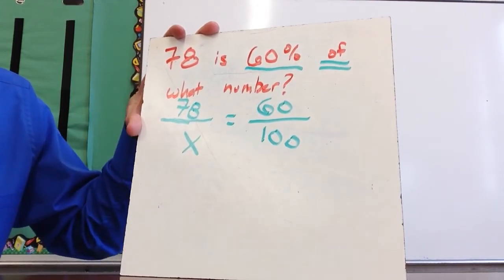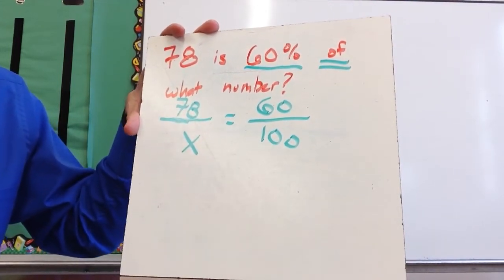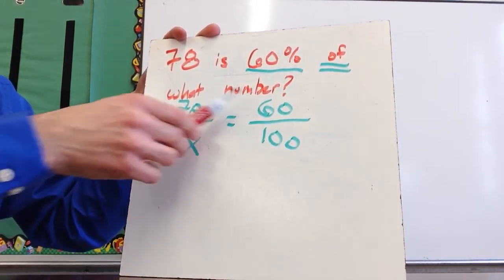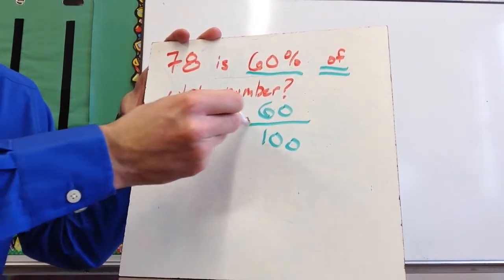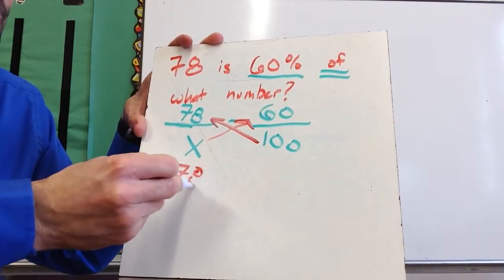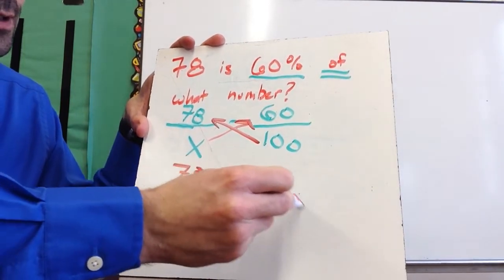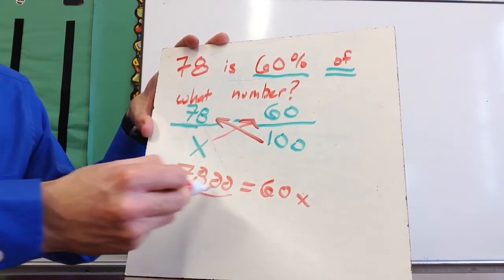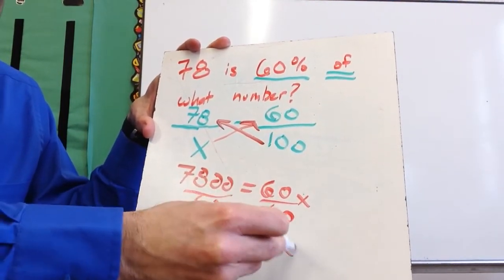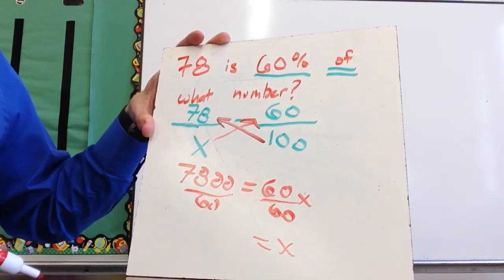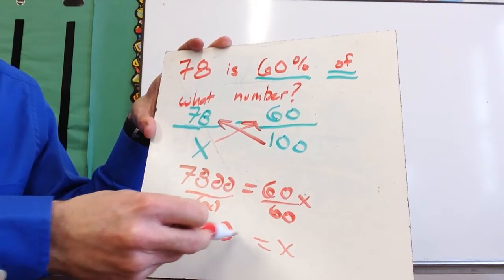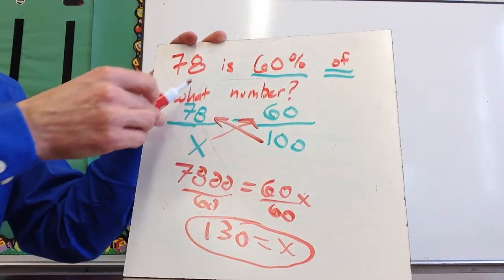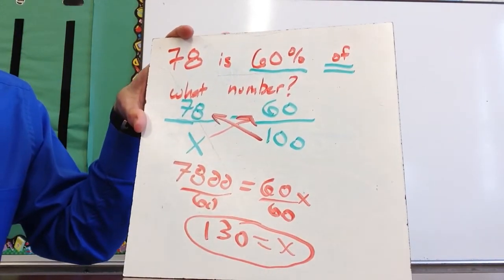Okay, now the method I'm using is obviously not the only way to solve it, but I have found it to be fairly successful and kind of makes it so you don't have to necessarily make a lot of mistakes getting the problem set up. Again, I'm going to cross multiply. This becomes 7,800 equals 60x. And then 7,800, divide both sides by 60. 7,800 divided by 60 equals 130. Now, since this is not a percent, I can just leave it as 130. So 78 is 60% of 130.